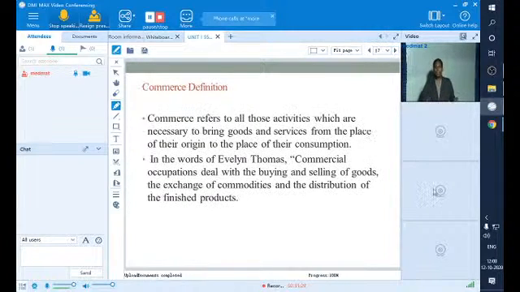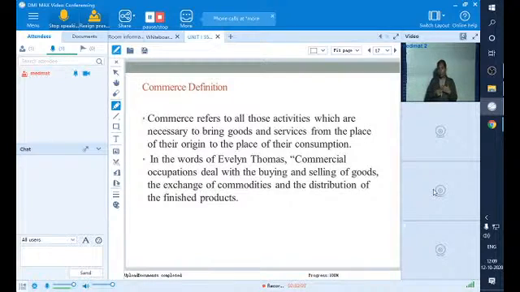In the next slide, we are entering into commerce. Okay, next topic is what? Commerce. So for commerce, you need to know the definition. Commerce refers to all those activities which are necessary to bring goods and services from the place of their origin to the place of their consumption. You are going to get the goods from the origin and you are placing them where they get consumed.